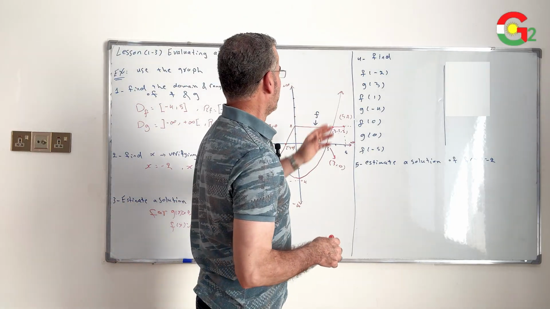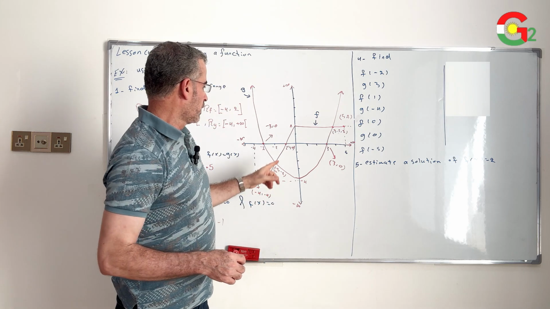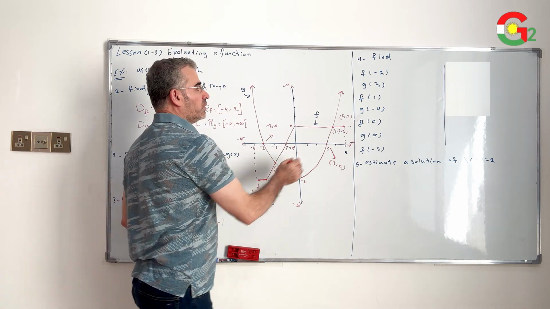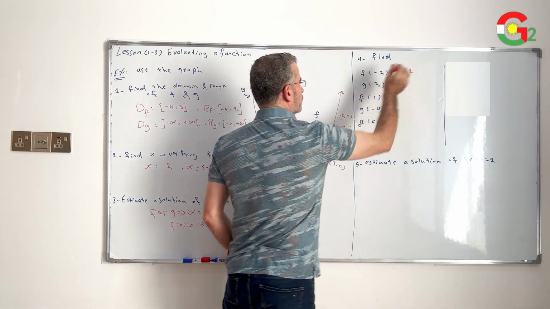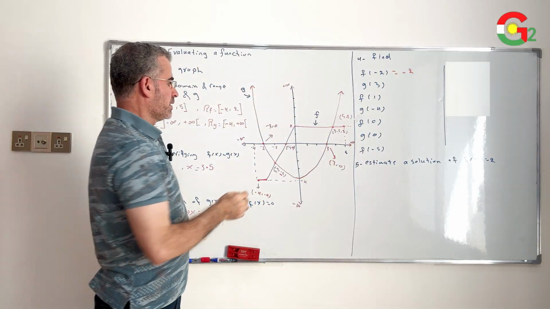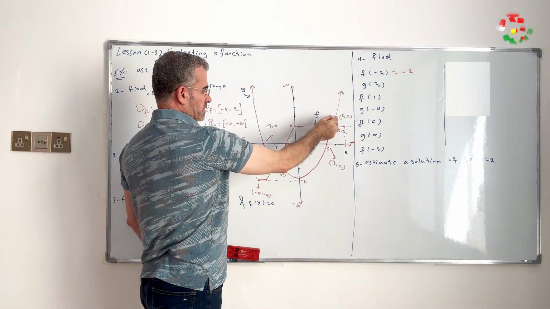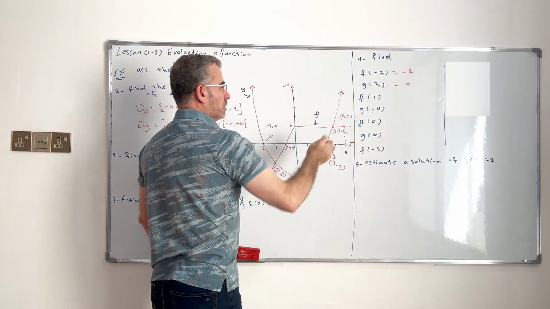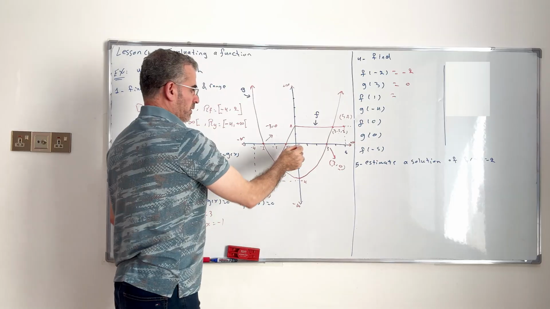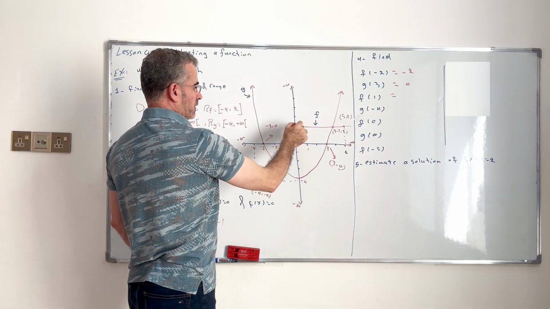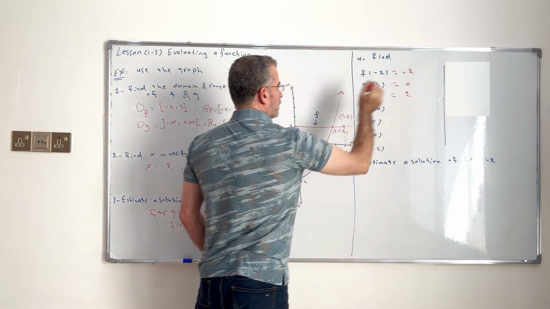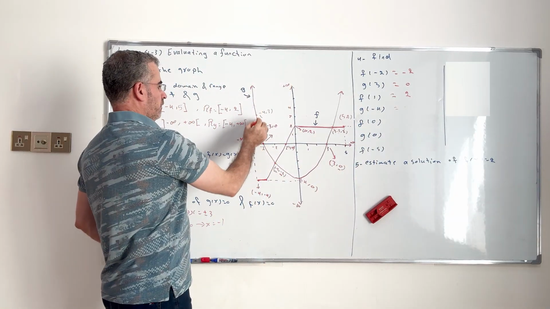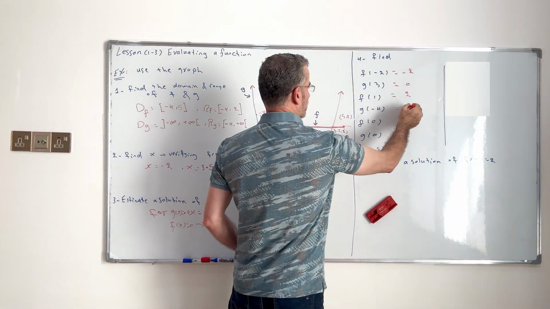Number 4, find f of -2. This is -2, this is f of -2, it is -2. g of 3, this is g of 3, it is 0. f of 1, this is 1, this is f of 1, it is 2. f of -4, f of -4 is 3.